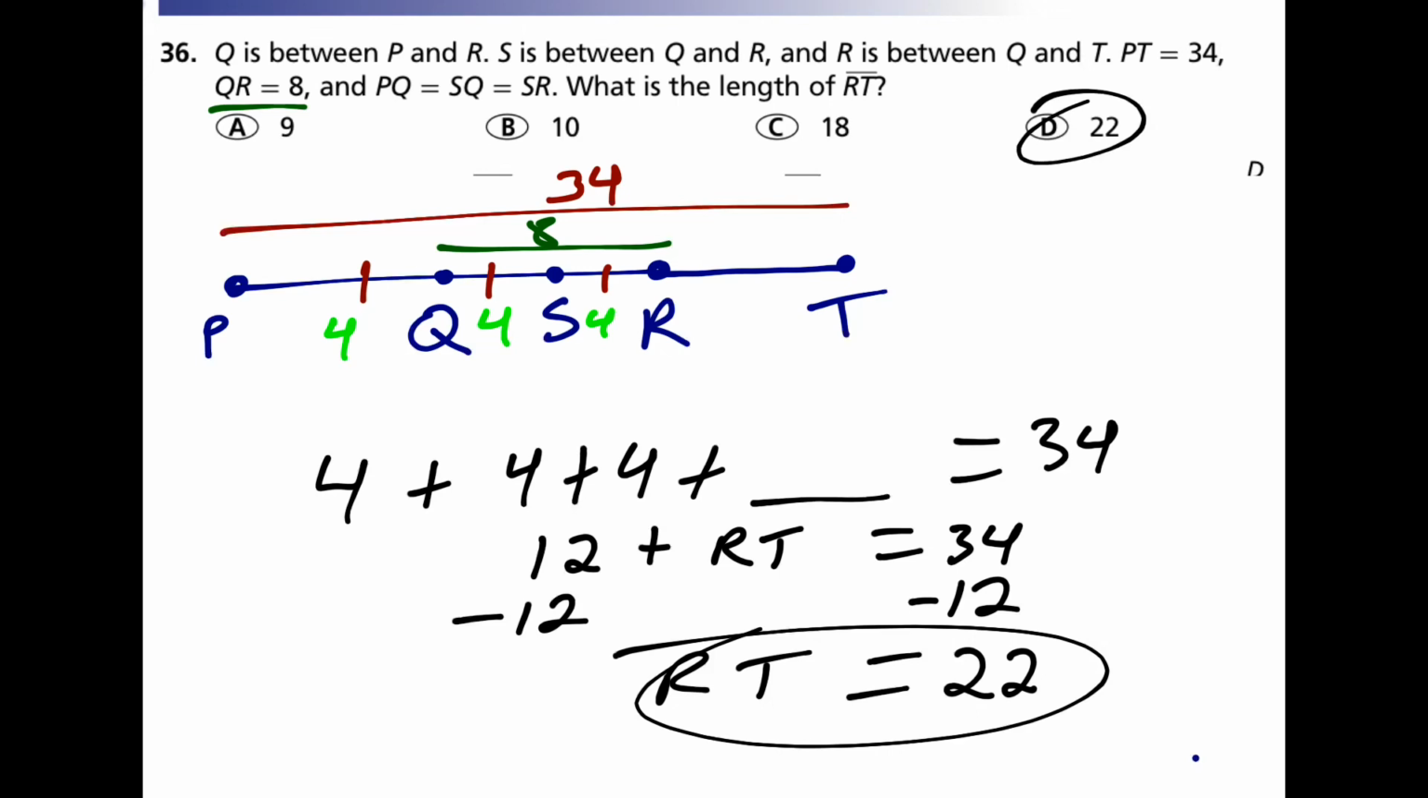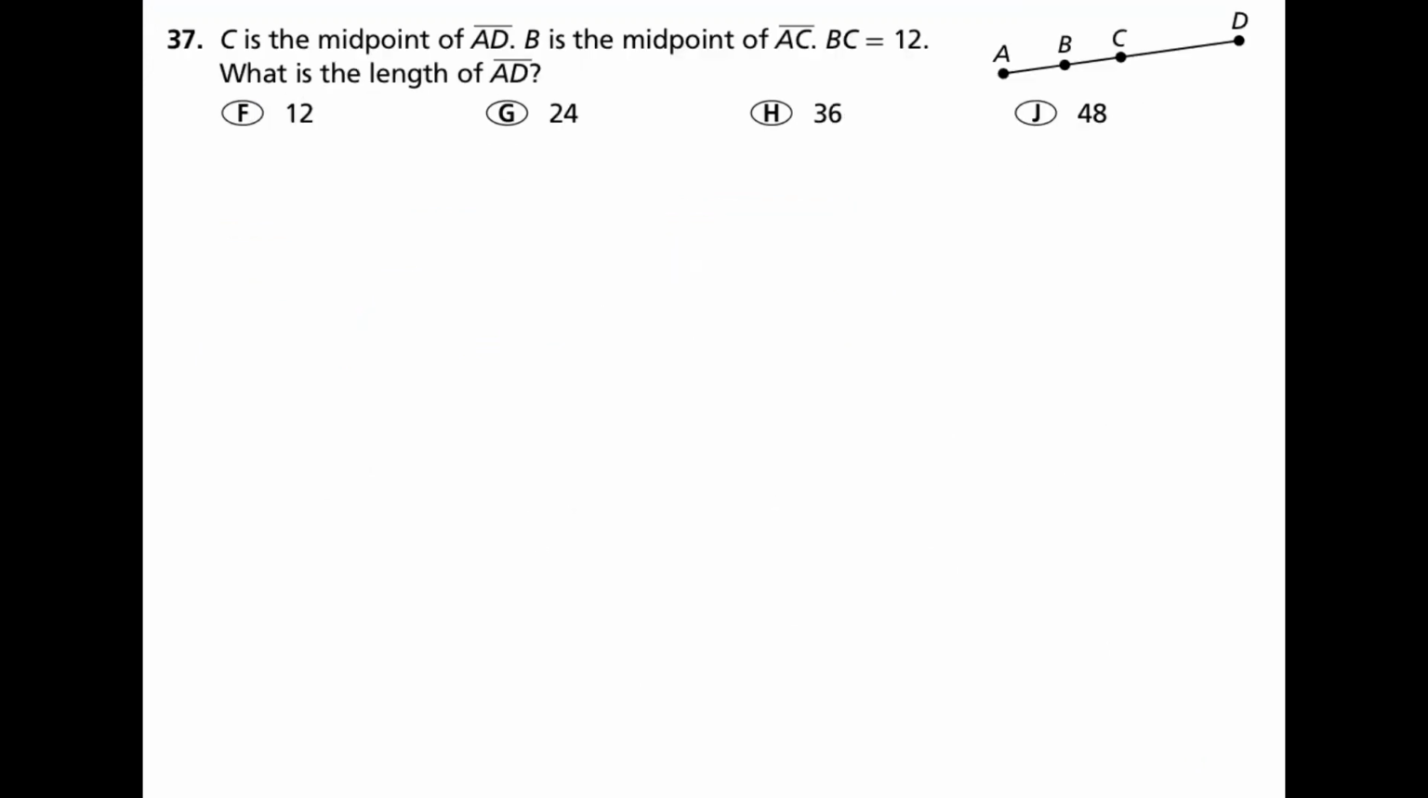Oh, it's multiple choice, right? Since C is the midpoint of AD, and B is the midpoint of AC, it's almost like this is divided into 1/4, 1/4, 1/2. And since we know that BC is equal to 12, we can multiply that by 4 and get the answer J, 48.